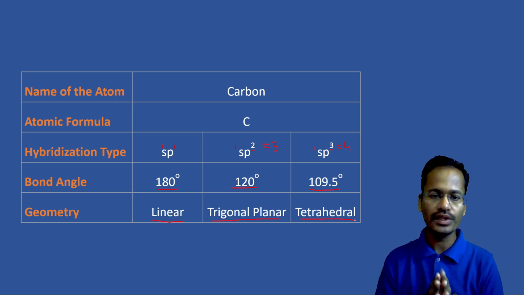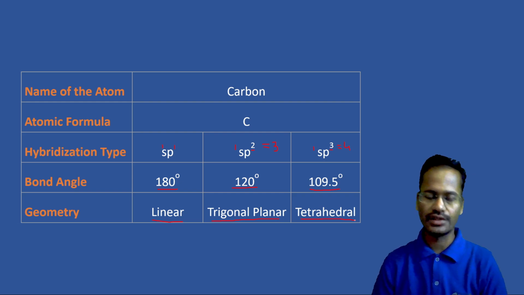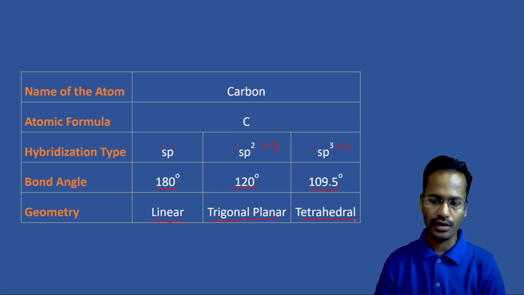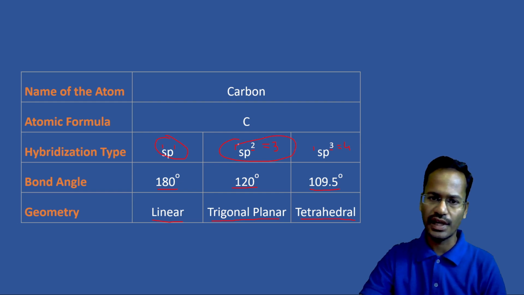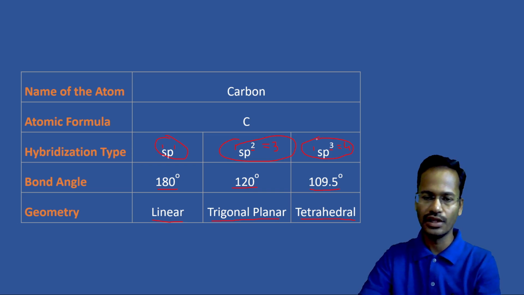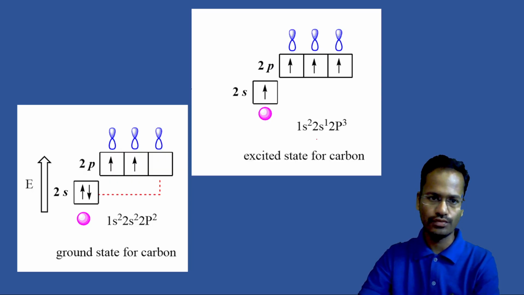So this is the summary of hybridization in a carbon atom. Let us see all these types in detail now. So let us start with sp, and after completing sp we will be seeing sp2 and later we will be seeing sp3 in detail. Let us jump into sp now.